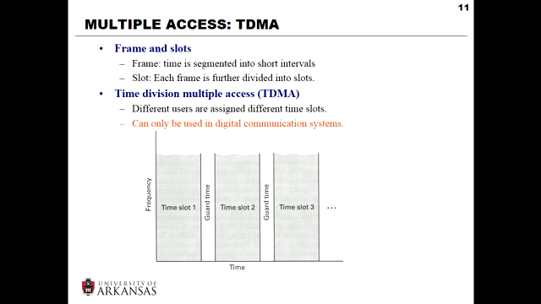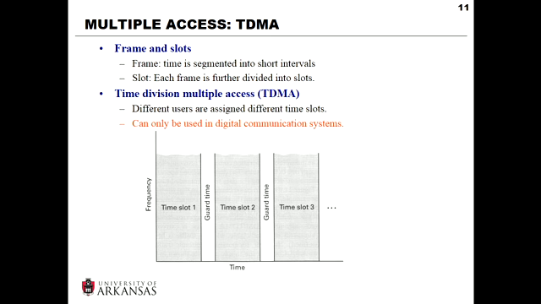Next, let's move on to look at TDMA. TDMA is, again, very simple. We divide the time into frames. Time is segmented into short intervals, and usually we segment the time into frames, and then each frame is further segmented into slots. Multiple slots are in a single frame, and you put all the frames together, you have the entire time domain. So that's the difference between a frame and a slot.